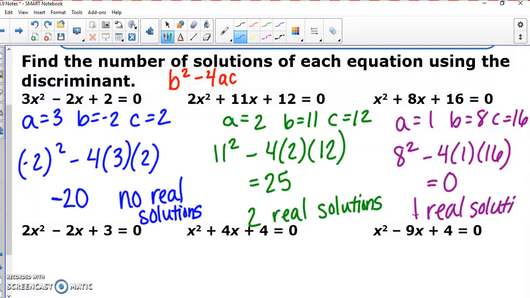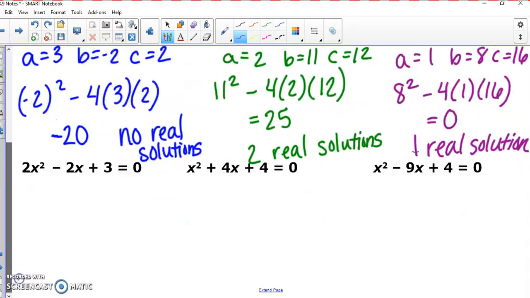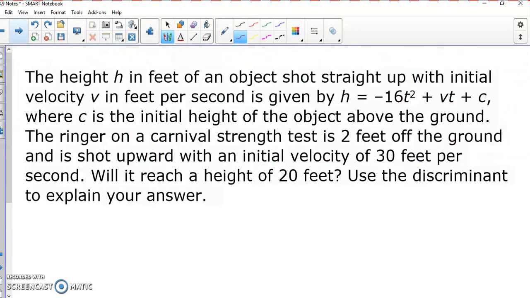Okay, so based on what your discriminant is, you can determine how many outcomes you're going to have if you were to do the full quadratic equation. Okay, so go ahead and try these 3 on your own. Pause the video, and then we're going to go ahead and just do the equation, or the story problem, and then you'll be ready for your assignment.